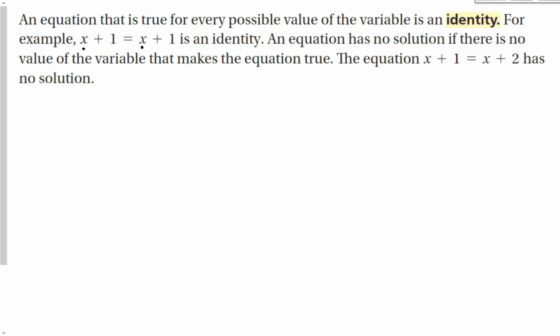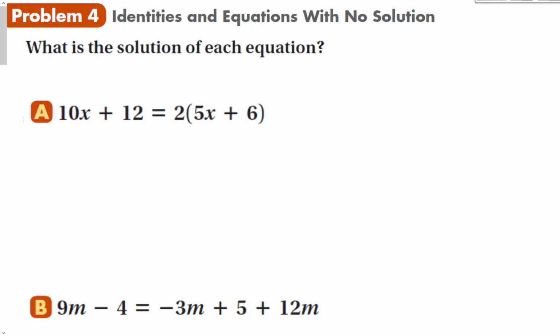An equation that has no solution, if there's no value of the variable that makes the equation true, like this. Okay, so no matter what I pick for x, if I pick a 1, if I add 1 to 1 and 2 to 1, I'm not going to wind up in the same spot. Okay, so this equation has no solution. So when we're looking at problems, it's possible to have no solution or to be an identity if you have variables on both sides.